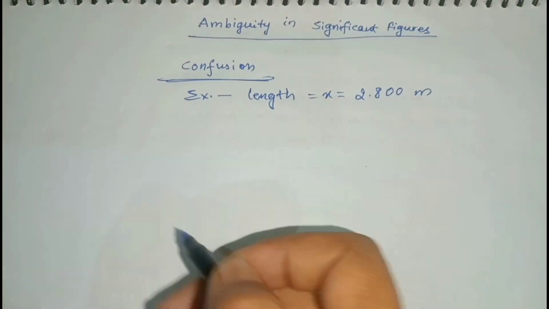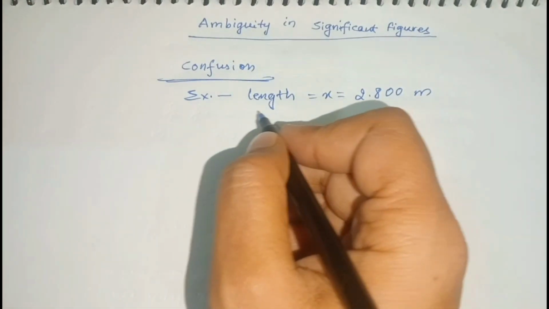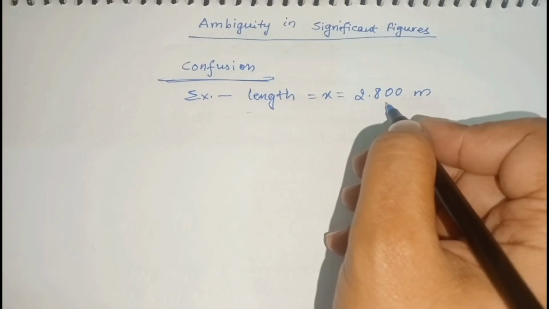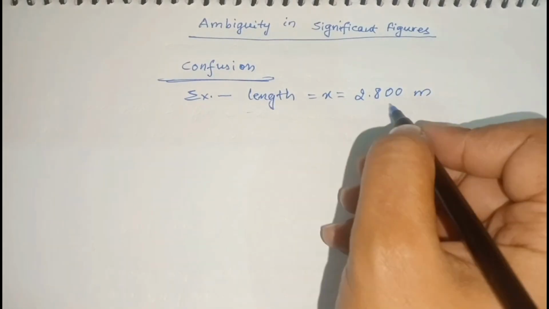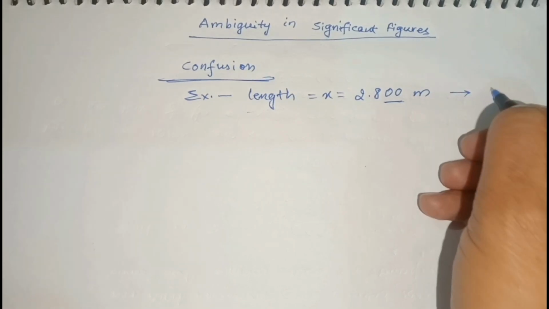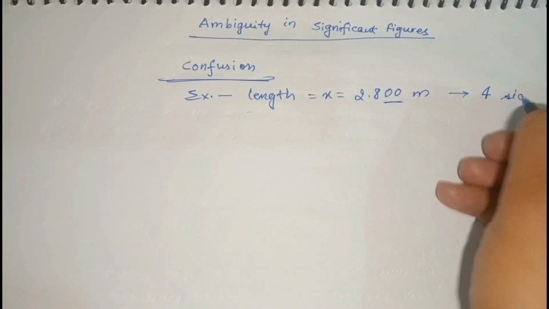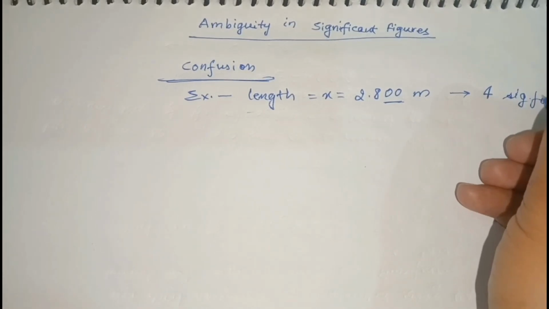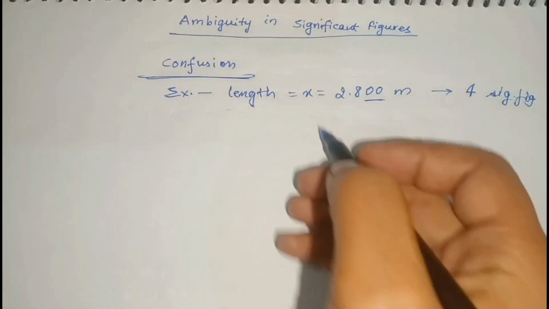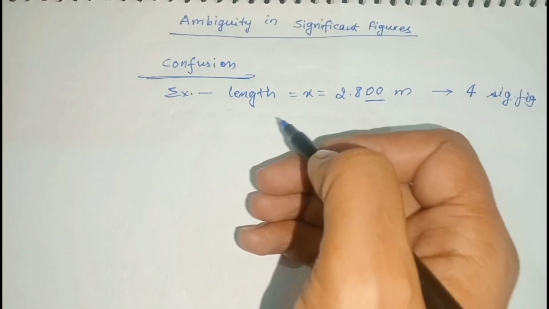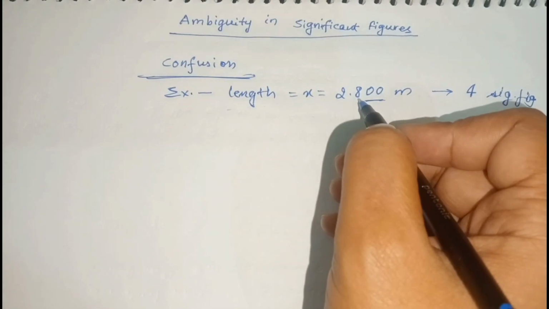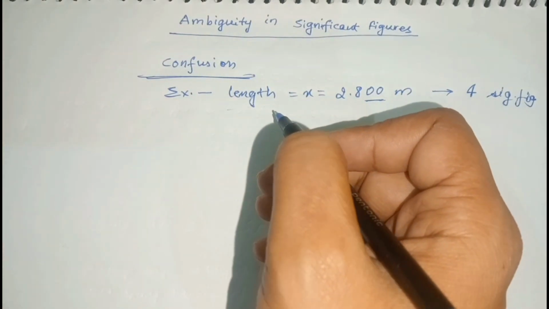What confusion happens if we measure length in a measurement? It comes 2.800 meters. Here the double zero, these two are significant, so it has 4 significant figures, because we know according to the rule the trailing zeros are significant in a decimal number.